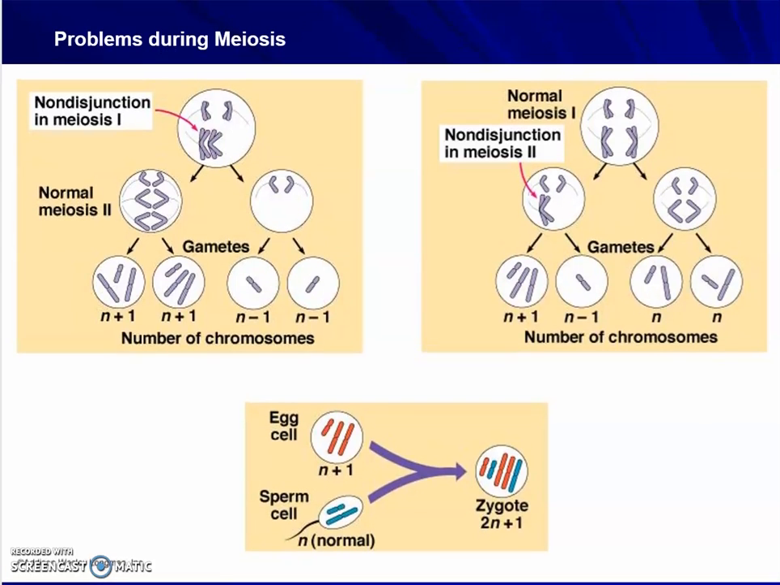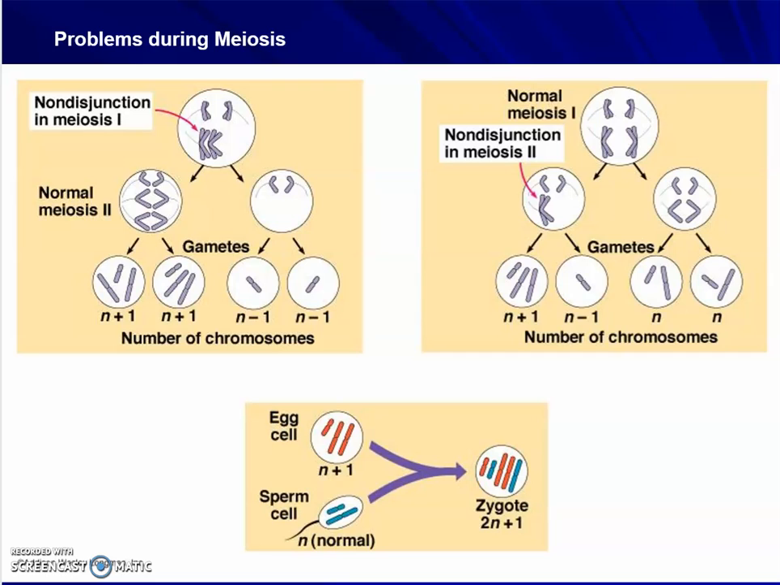Sometimes problems can occur during meiosis. The biggest problem would be nondisjunction, failure to separate. That can happen in two places. It could happen during meiosis 1 or during meiosis 2. Either way, it will create the problem that one of the gametes has too many chromosomes and the other one has not enough. So here's nondisjunction in meiosis 1.